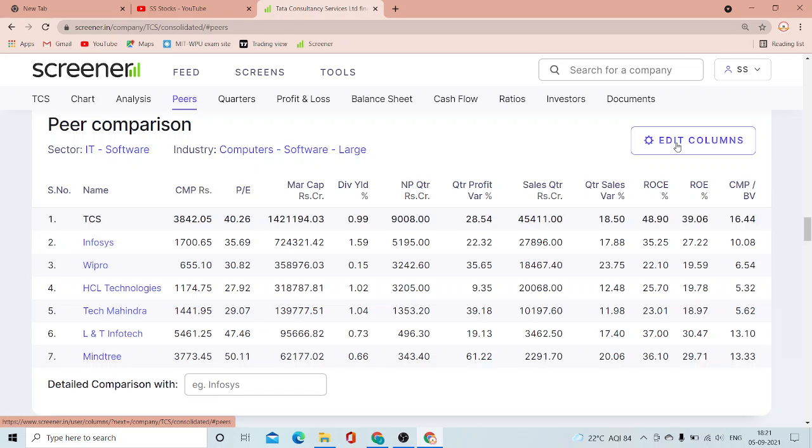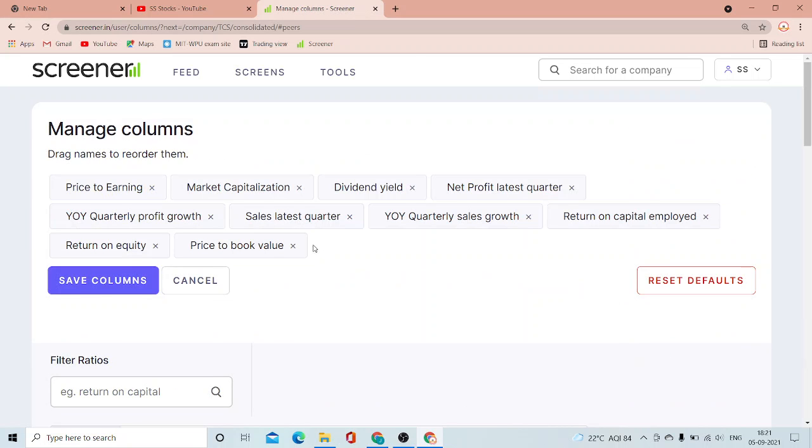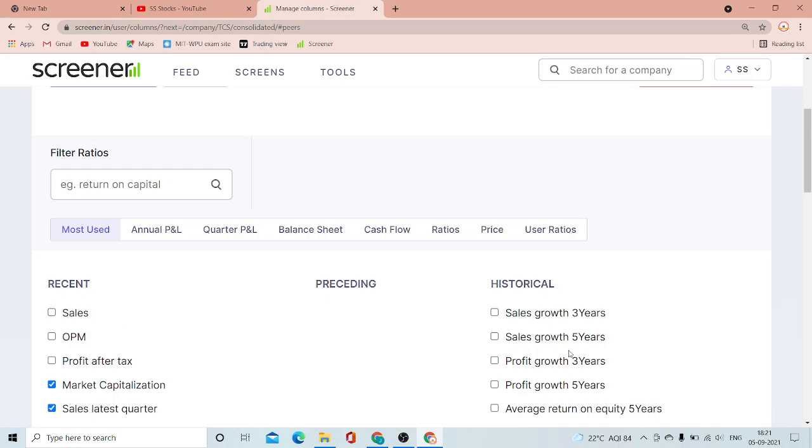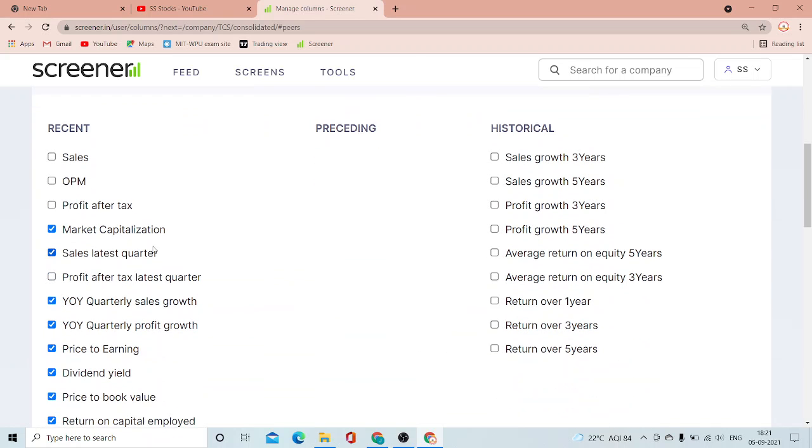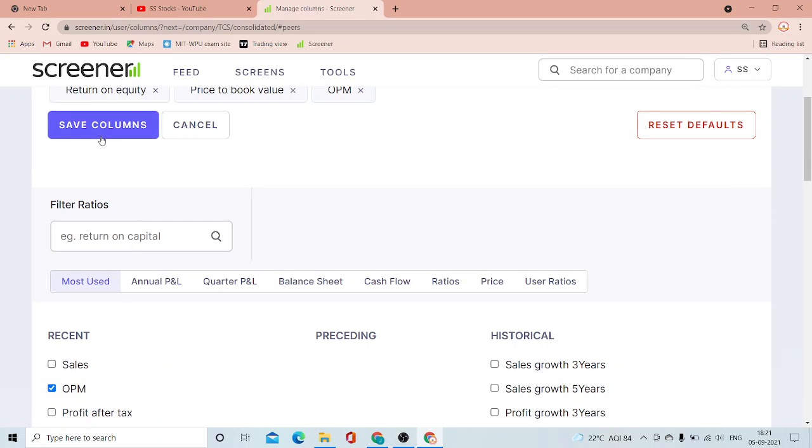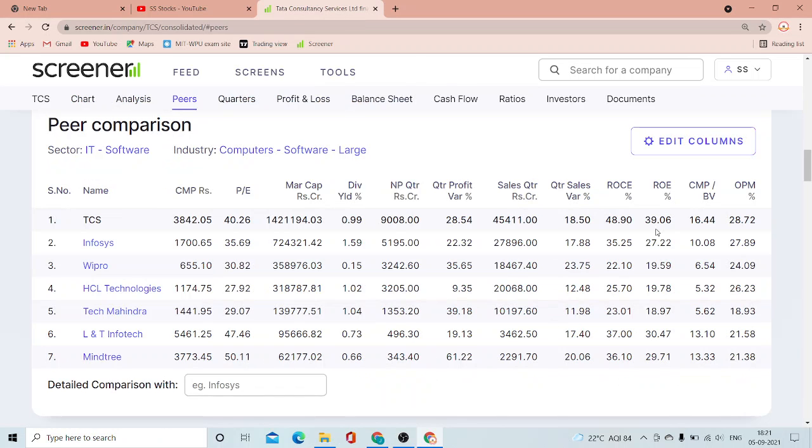If you want to add something, you go to edit column. Here there are different ratios. So if we want some ratio to be added, like you can add operating profit margin in this column, and if you save the column, you will be able to know operating profit margin percentage. So this column also you can compare for peers. So it will give better understanding regarding the peer comparison of the TCS.